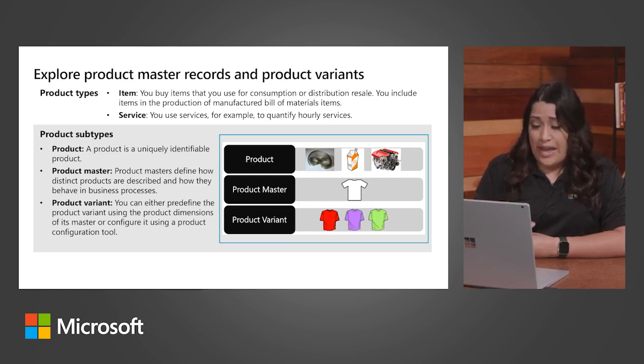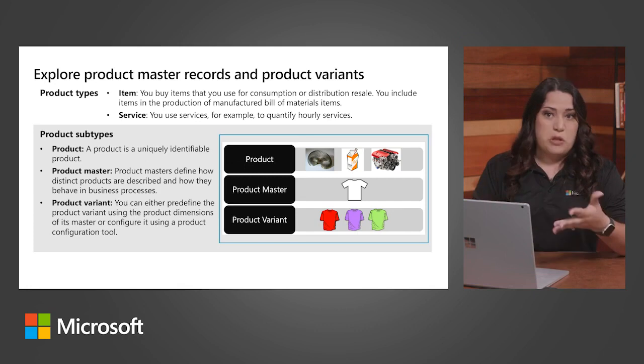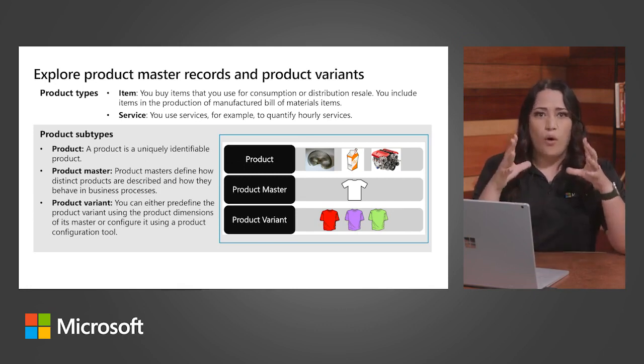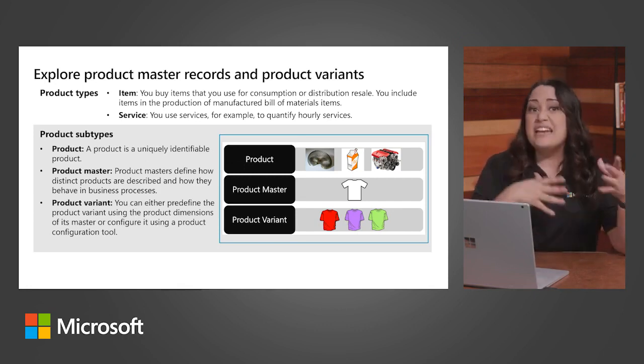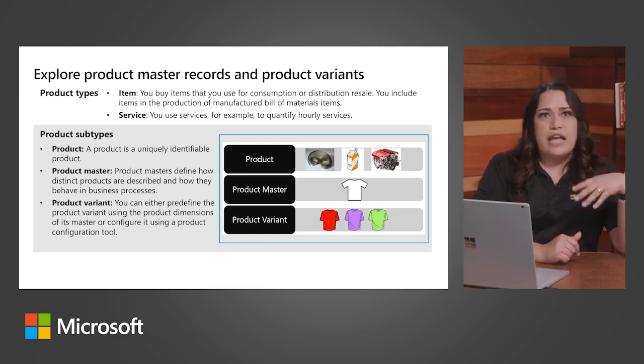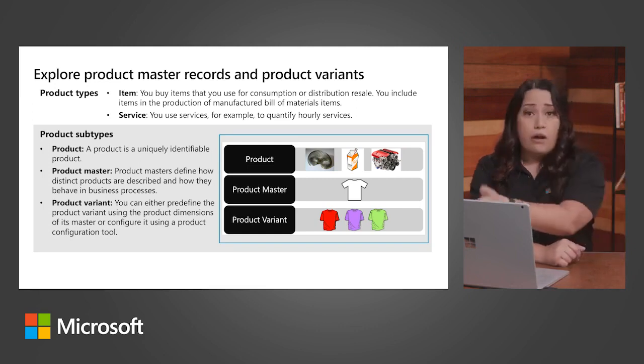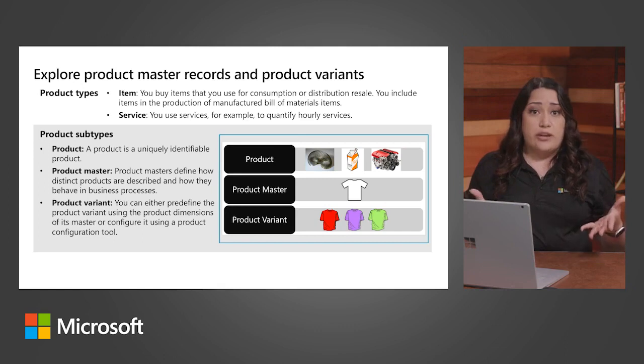Now, first we have a product. This is something that's unique. This is really the core of our product and it doesn't vary. So think of things like a screwdriver or a carton of milk or even an engine.